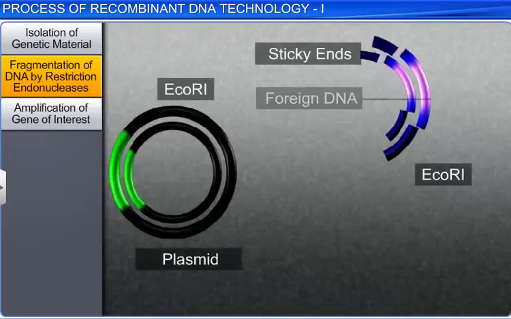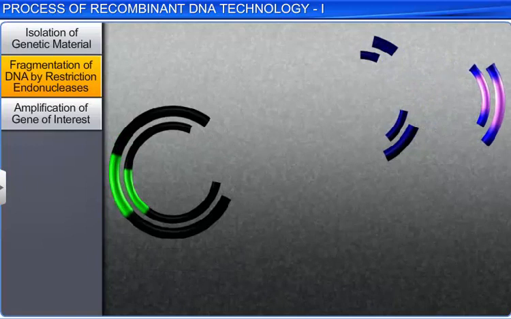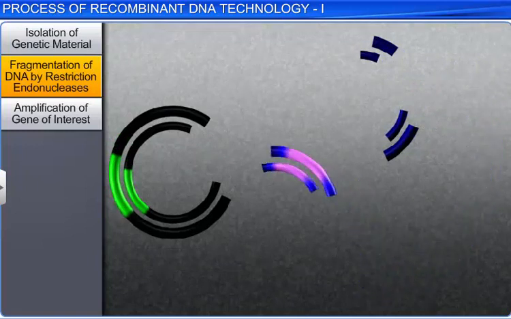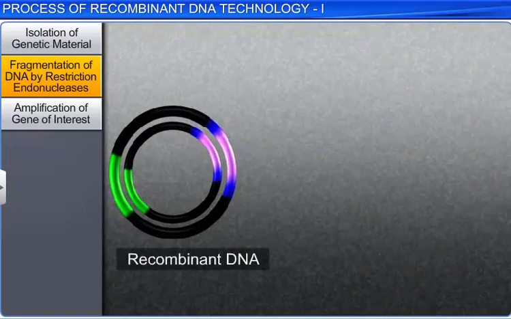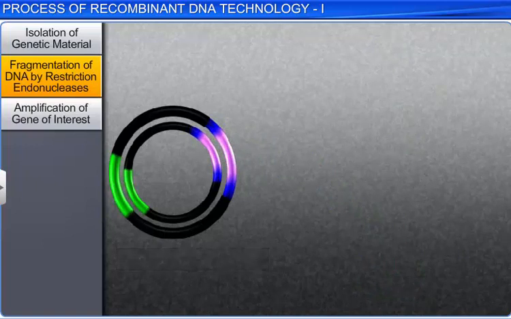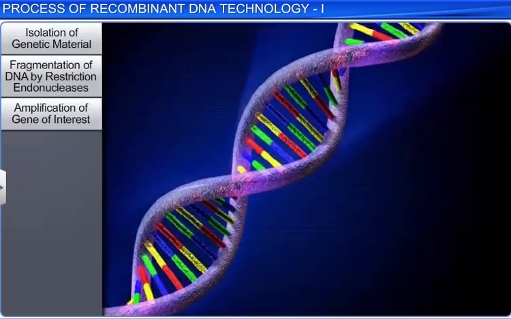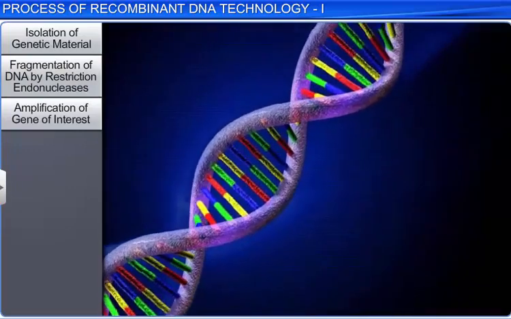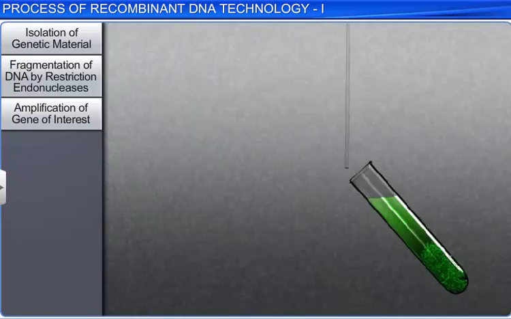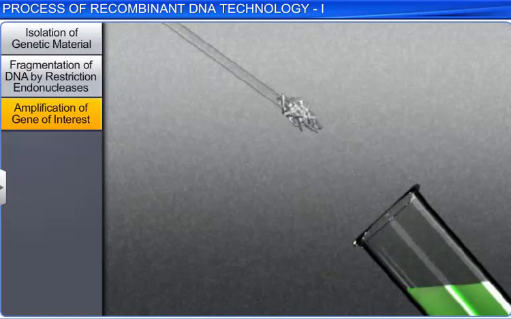Later, the cutout piece of the source DNA or the foreign DNA fragment and the cut plasmid DNA are joined with the help of the enzyme DNA ligase. Scientists need a significant number of DNA samples for molecular and genetic studies. Therefore, the next step is the amplification of the gene of interest.